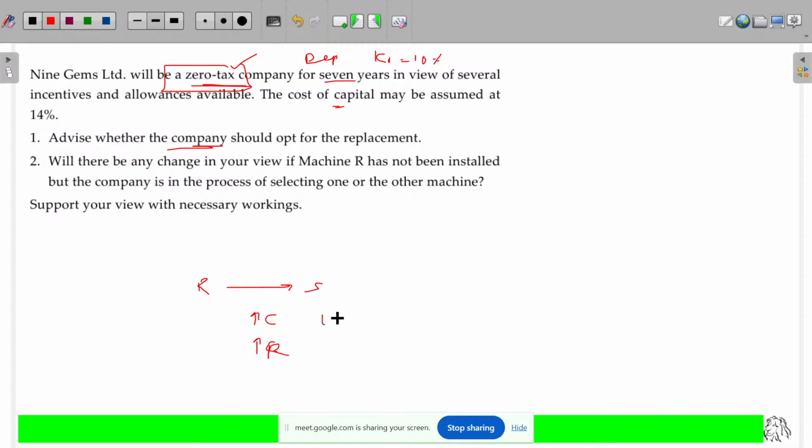The incremental revenue being 10,000 rupees, incremental cost being 5,000. What does it mean? Because of shifting from R to S, you are getting 10,000 rupees excess, but you are getting 5,000 rupees additional cost. Naturally, you end up with 5,000 rupees additionally in your hand. Definitely, you are recommended to replace this. Else, the other way, if the cost is 10,000 rupees and incremental revenue is 5,000 rupees, don't replace this. That's how you can give the answer.